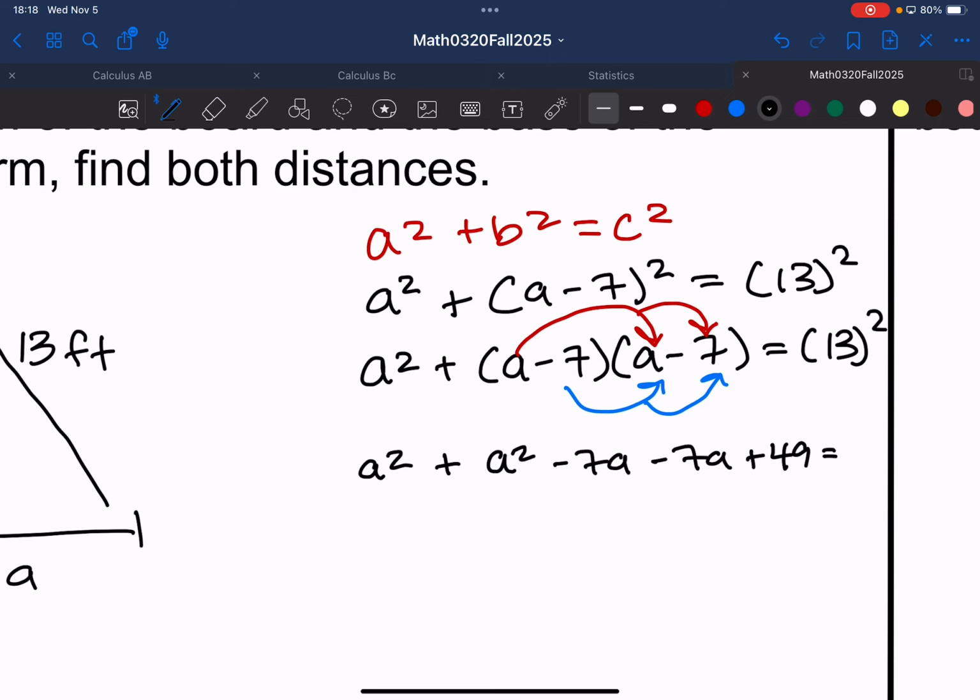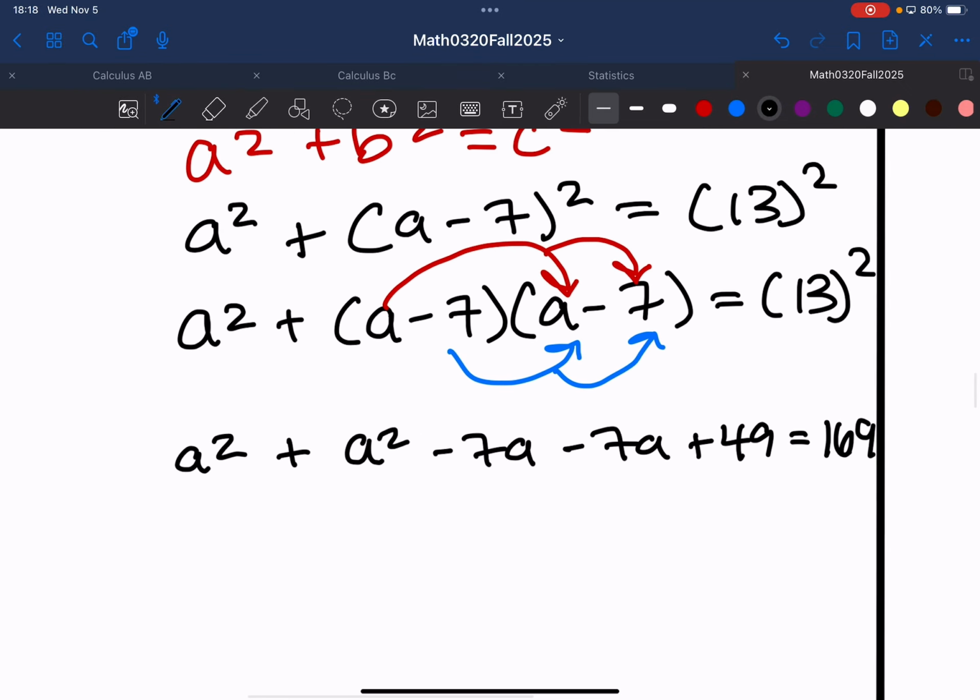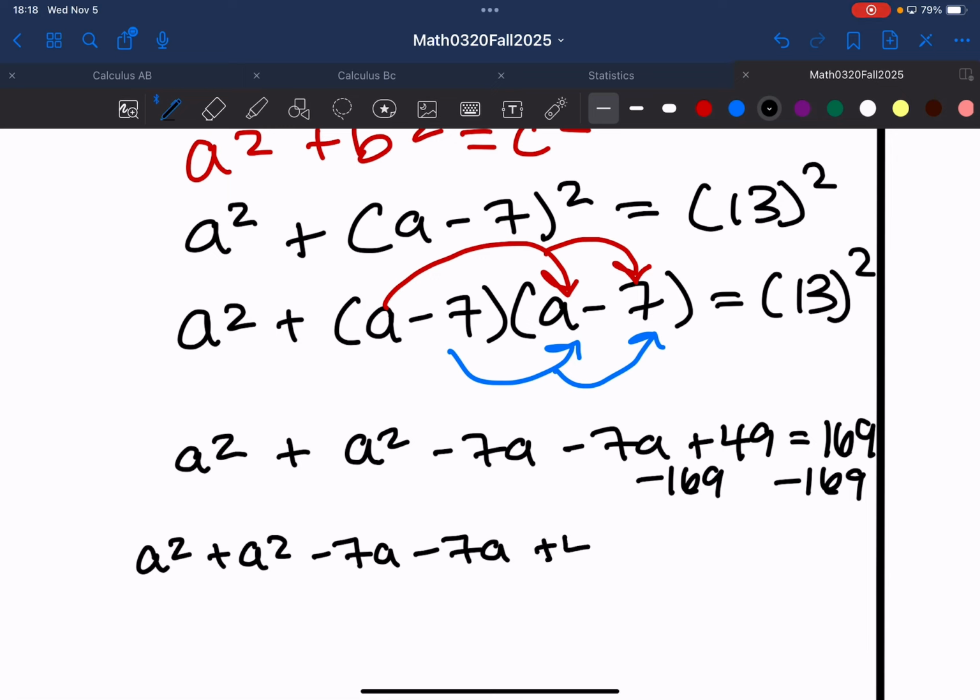And then let's simplify 13 squared. What is that on your calculator? 169. Okay, so now that we're here, since we see the A squared that tells us it's quadratic, which means we now have to make sure that this equation is equal to what number? 0. So what am I going to do with the 169? Move it over. So subtract 169, subtract 169. And then I have A squared plus A squared minus 7A plus 49 minus 169 equals 0.